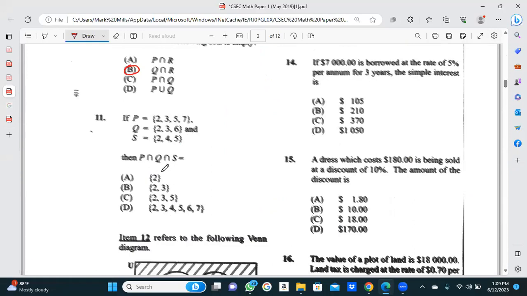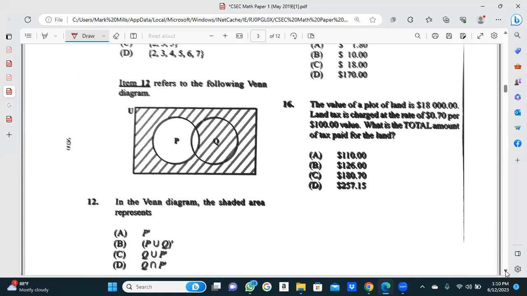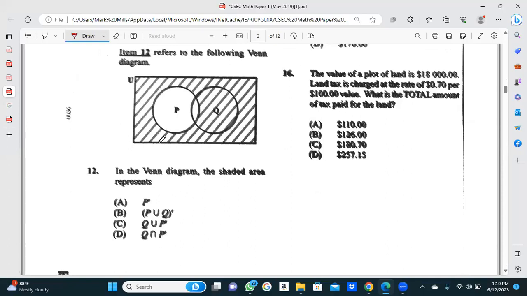Number 11, right? A. What is common? 2 is common in all of them, P, Q, and R. It's the intersection, right? So you see 2 in common in both. We know number 12. What is number 12? A. All right.